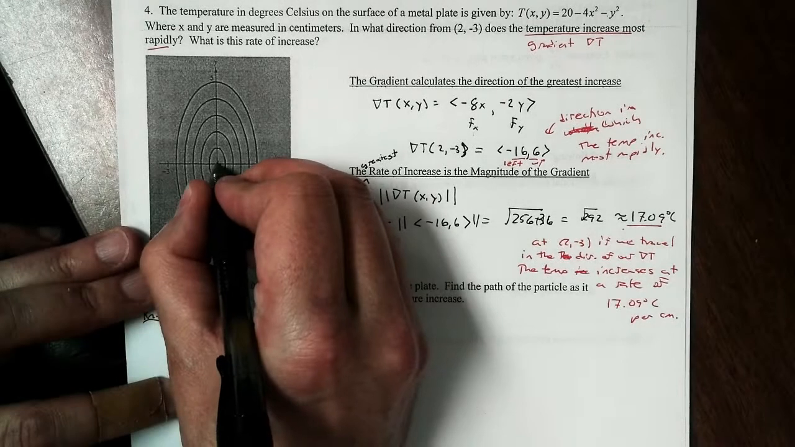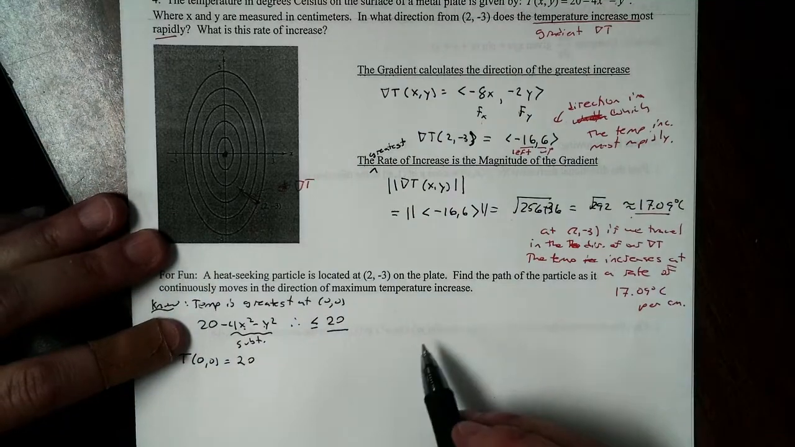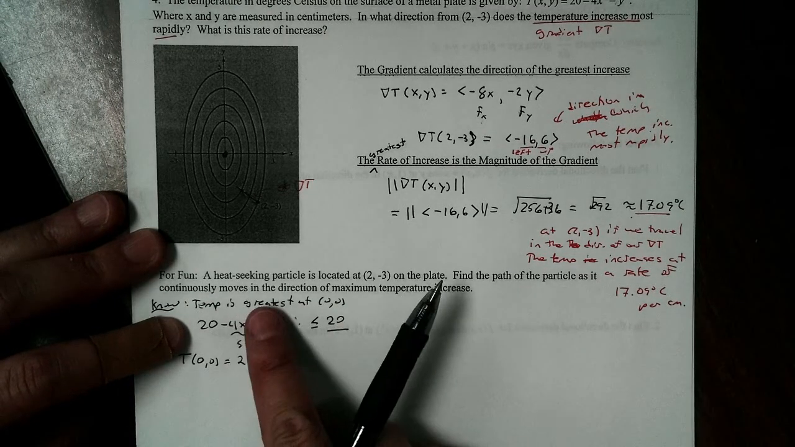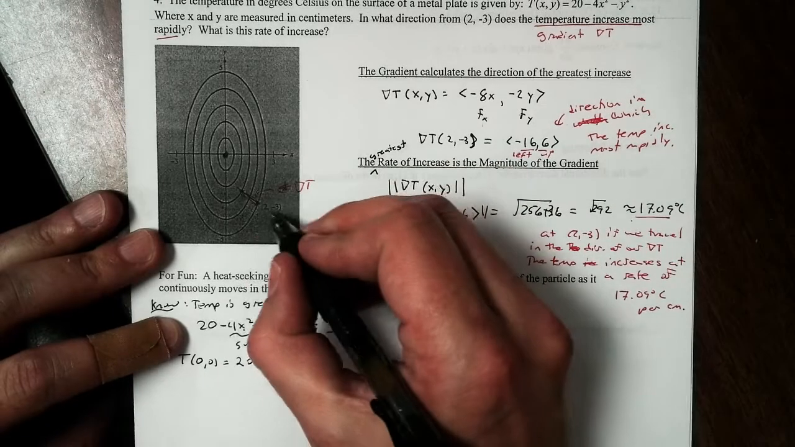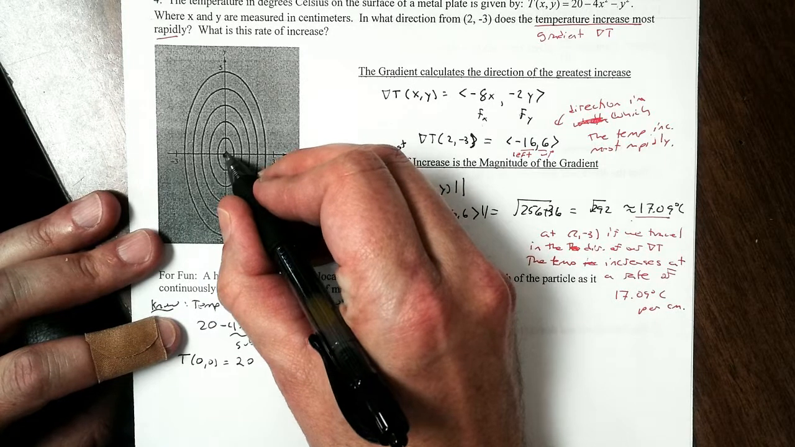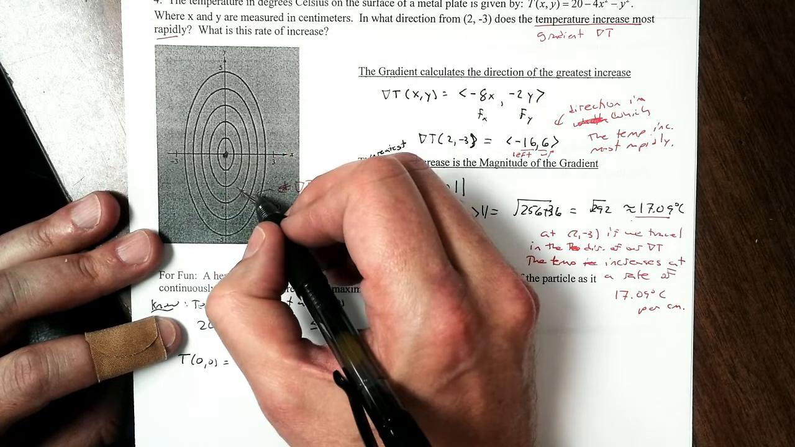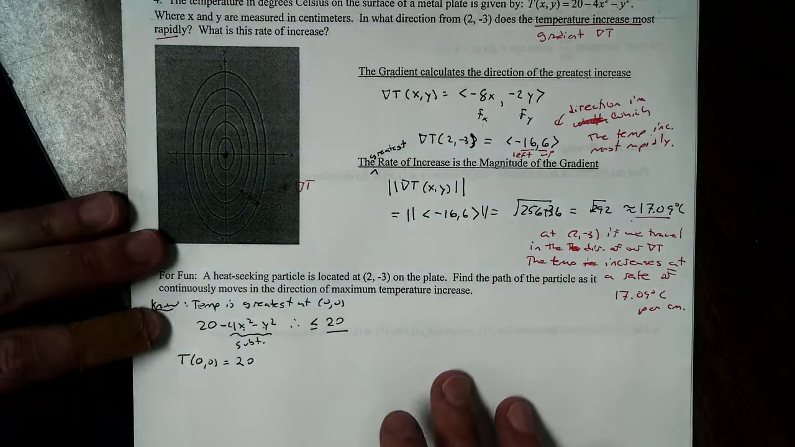So we're heading towards the origin here. Can you remember? We want to find the path of the particle as it continuously moves in the direction of maximum temperature increase. So if I'm starting at the point (2, -3), we know we're going to wind up at the origin. We just want to know the path that we're going to be taking. Is it going to be a straight path, a curved path, a winding path? We're about to find out.